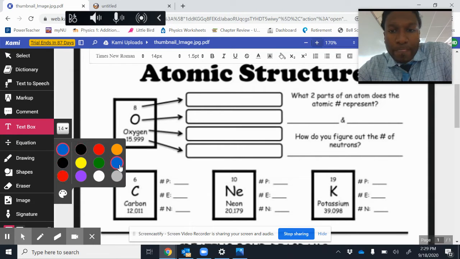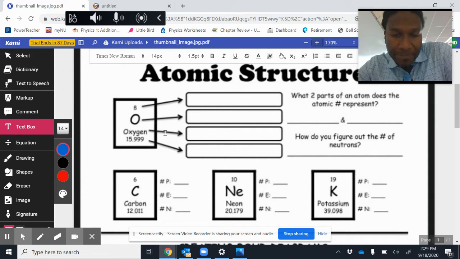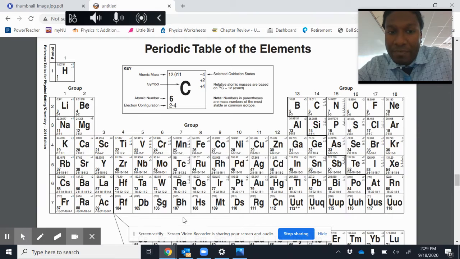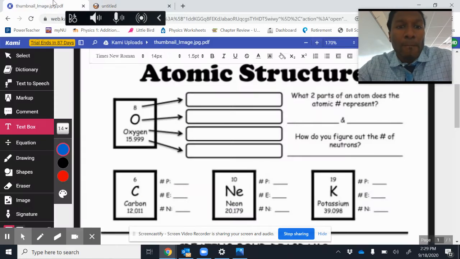We're checking out this atomic structure worksheet. Now, in one tab, I have open the worksheet, but in another tab, I have the periodic table of elements open. We need both. So let's do this example, and then I'll do neon also. I'll do oxygen, and then I'll do neon.